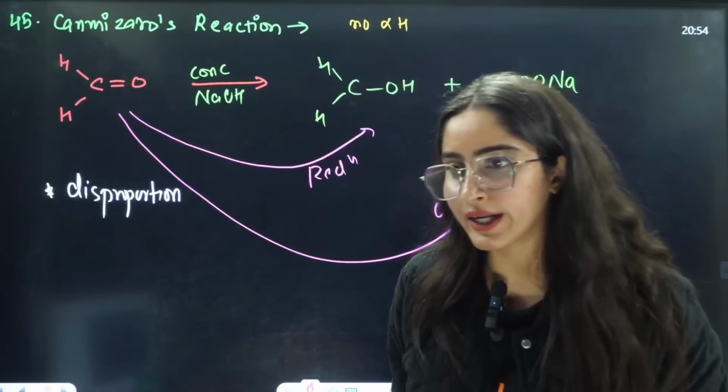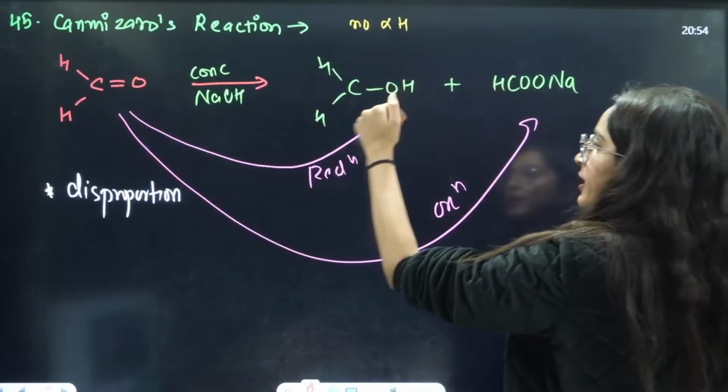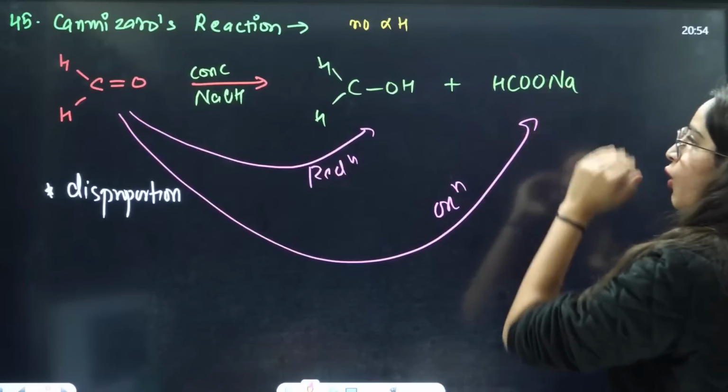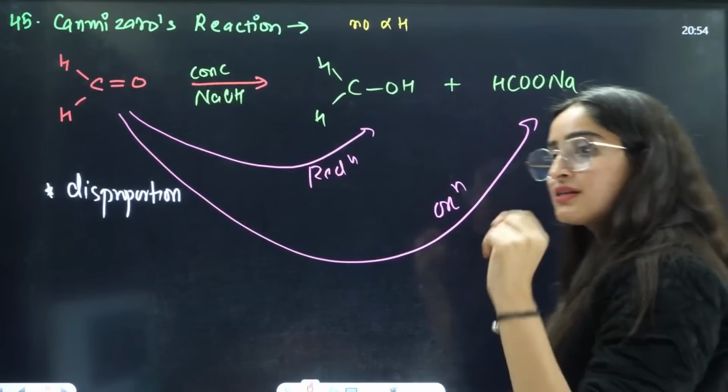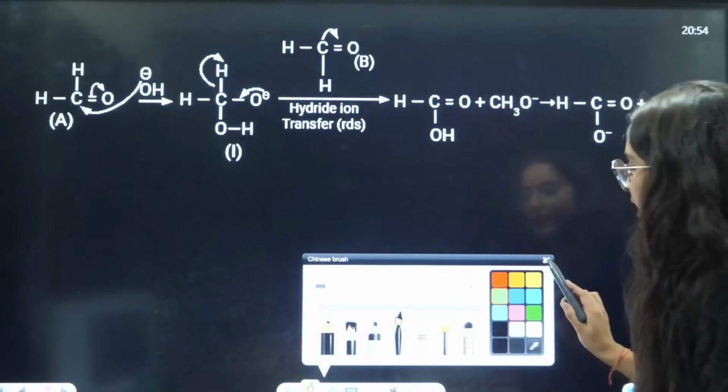Got it? This is called disproportionation. One is converted by reduction, the other by oxidation, right? With the same number of carbon atoms. What is the doubt? Write it down.